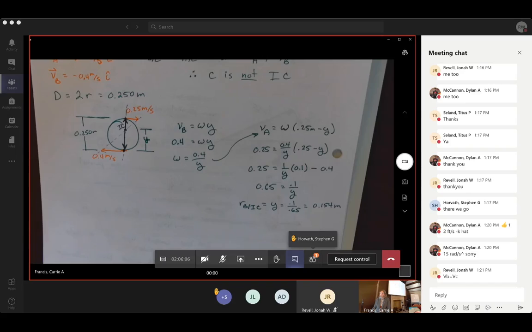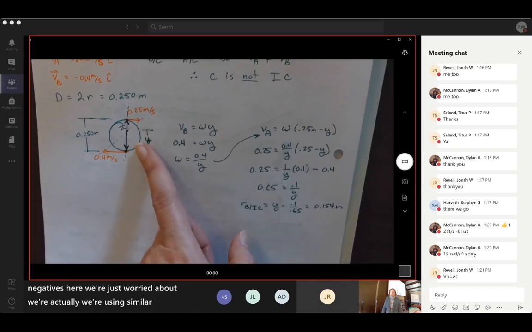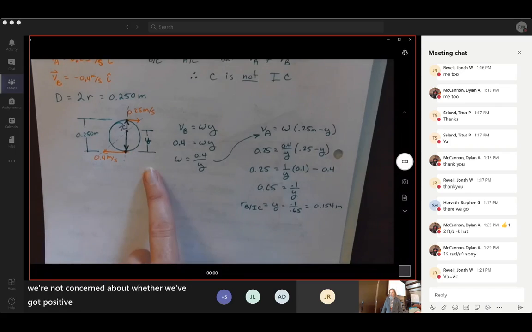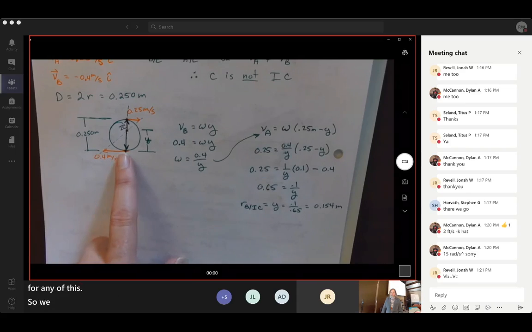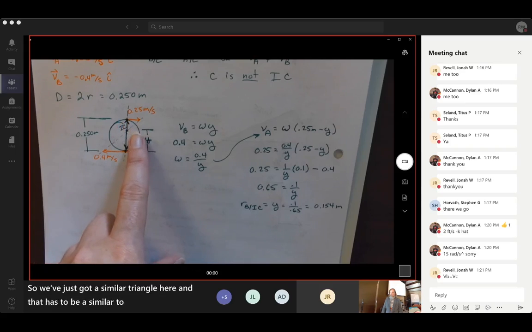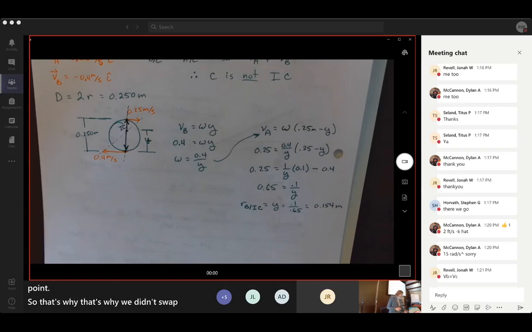So there's a question about positives and negatives. Here we're using similar triangles, so we're not concerned about whether we've got positive direction or negative direction for any of this. We've just got a similar triangle here, and that has to be similar to this triangle here. So we're really just working with magnitudes at this point. So that's why we didn't swap things around, positive and negative.